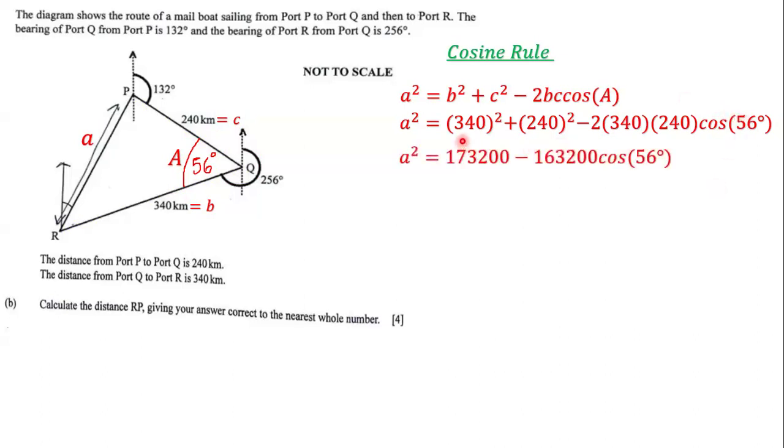We say that 340 squared plus 240 squared is 173,200, and 2 times 340 times 240 is 163,200. And so we have to subtract.